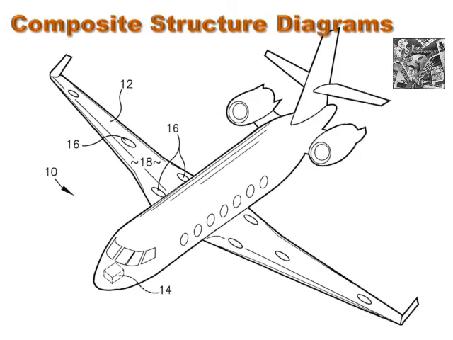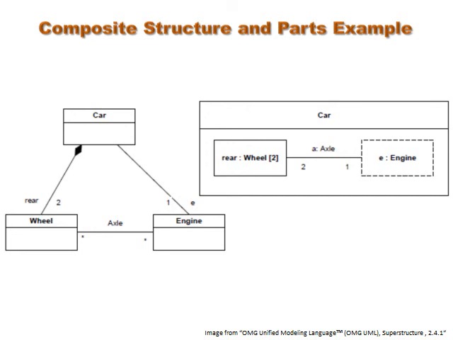A composite structure diagram. This is basically to show what larger parts are constructed of or contain or own. These are two different ways of representing similar things. I don't believe that these are exactly coordinated with each other. I don't think they represent exactly the same things, but I think they're close. So there's a car class. A car class owns two rear wheels, and it also owns an engine, which is labeled E on the left. It's also labeled E on the right.